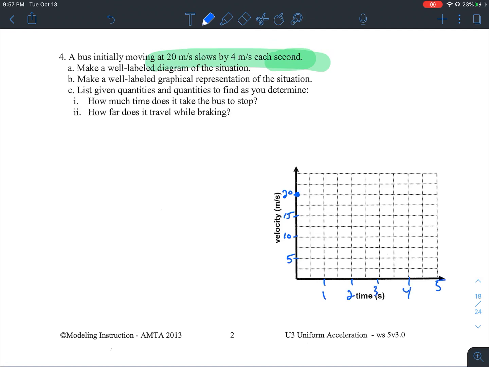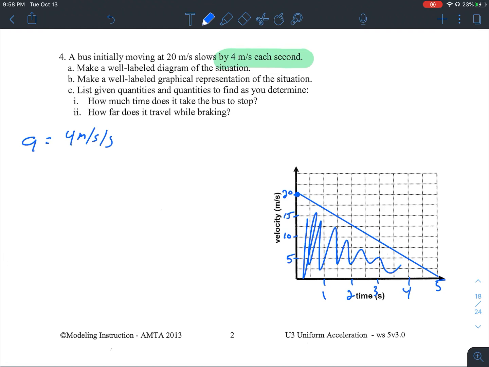5 seconds, and then plot our graph, and then we could work just from the graph fairly accurately. And we logically thought through how much time, and we could take this area underneath the line to figure out how far. Hopefully some of you have noted that what this term is, the 4 meters per second each second, is the acceleration. So the acceleration is 4 meters per second per second.